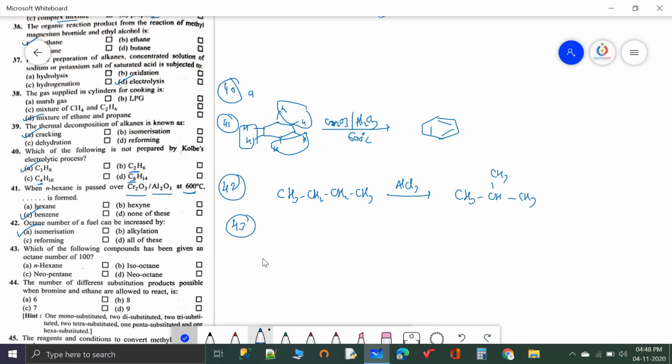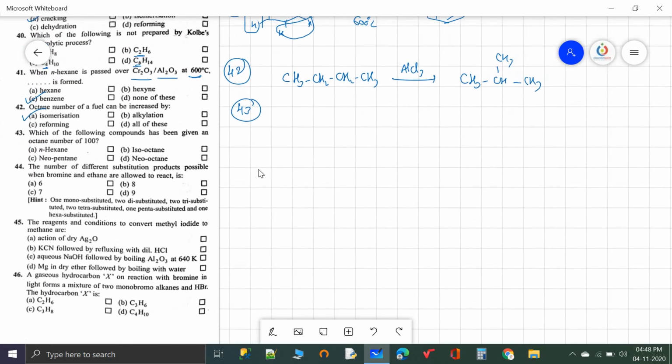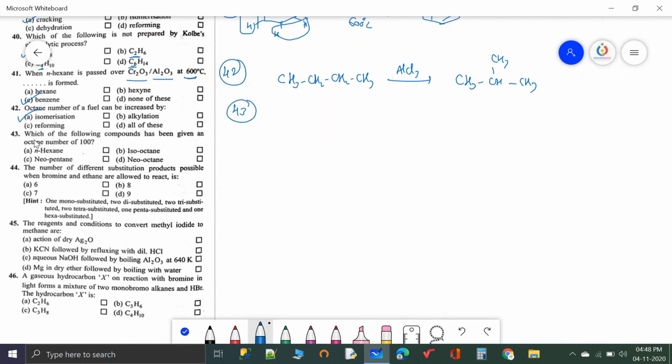Let's take 43. In 43, which of the following compounds has been given an octane number of 100? This was discussed. Isooctane has the octane number of 100 and heptane has 0. So option B is correct. 44. The number of different substitution products possible when chlorine and ethane are allowed to react. See here, the hint is completely given. So based on this hint, I am going to write down the products.